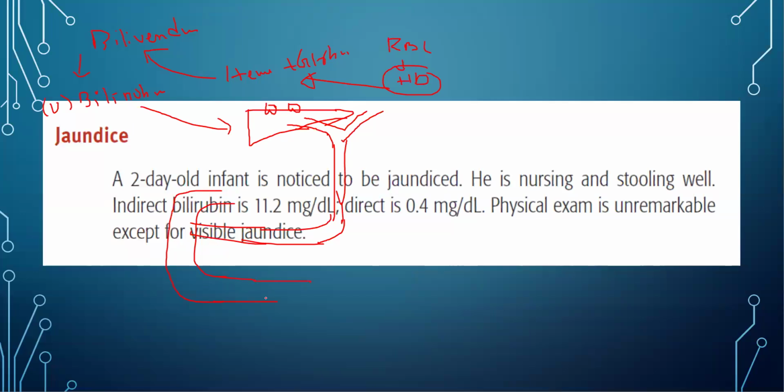Now, through the duodenum or intestine, one part of it will come out through the feces as stercobilinogen, and some part of this will be reabsorbed through the gut into the blood, and it will go to the kidney and be excreted as urobilinogen. So that is how this whole bilirubin pathway works, right?